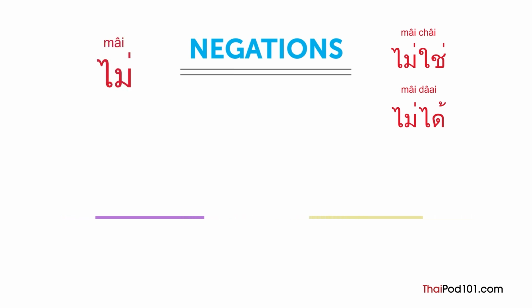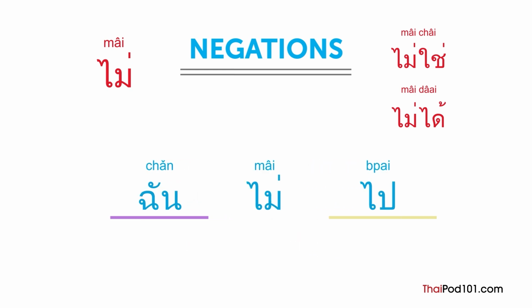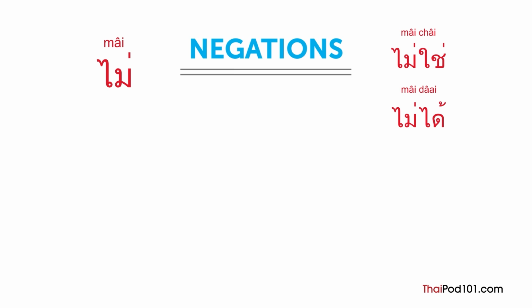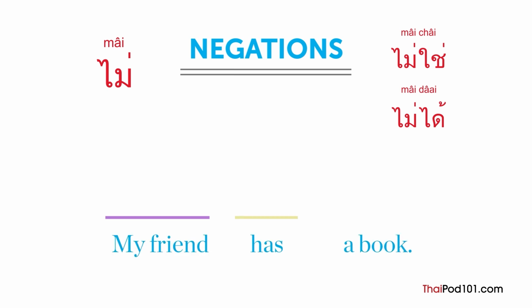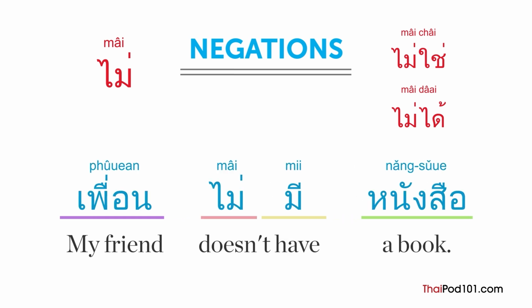For example, I'll go in Thai is ฉันไป. The negative sentence is ฉันไม่ไป, or I won't go. Do you have other examples? Yes, I do. How about this sentence? My friend has a book. That's เพื่อนมีหนังสือ. As a negative sentence, it's เพื่อนไม่มีหนังสือ. My friend doesn't have a book.